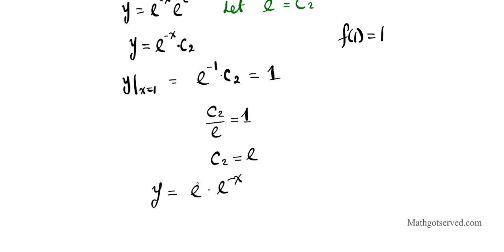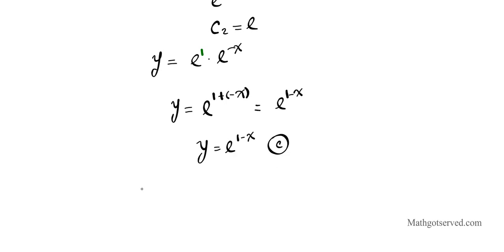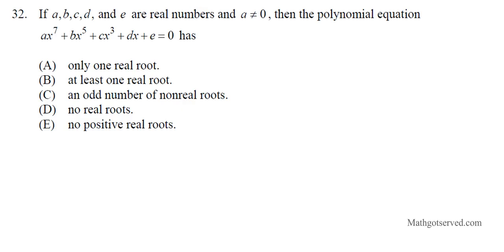I can use properties of exponents here again. Y is going to simply be e. Since you're multiplying, you add exponents. E to the 1 plus negative x. Okay? So that simply equals e to the 1 minus x. So your final answer is e to the 1 minus x, and that's option letter C. All right, let's move on to the next question.